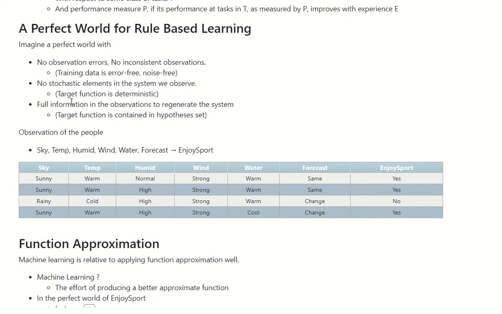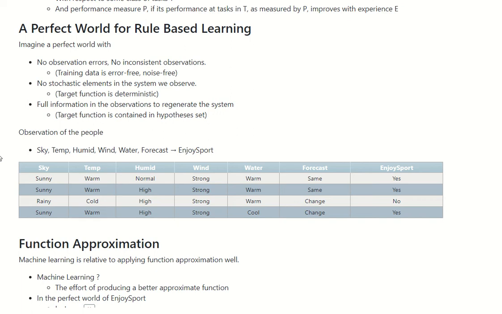The target function is the formula which explains the hypothesis. Next, we have the full information in the observations to regenerate the system. The target function is contained in the hypothesis set.